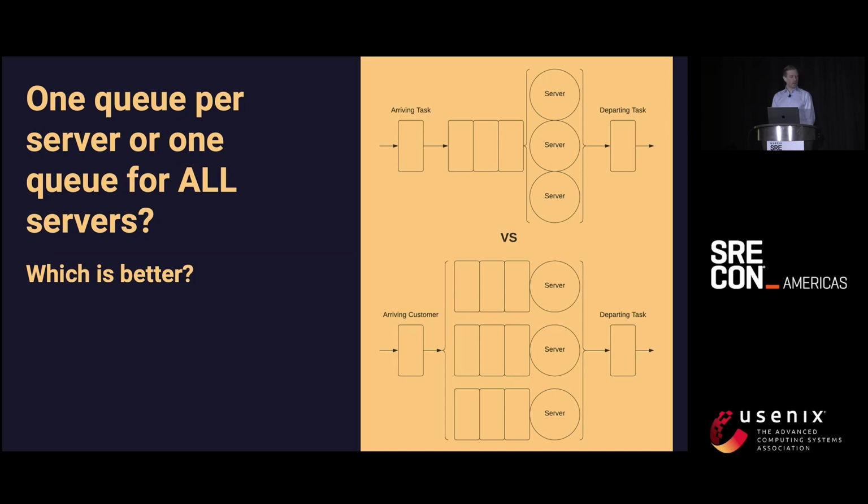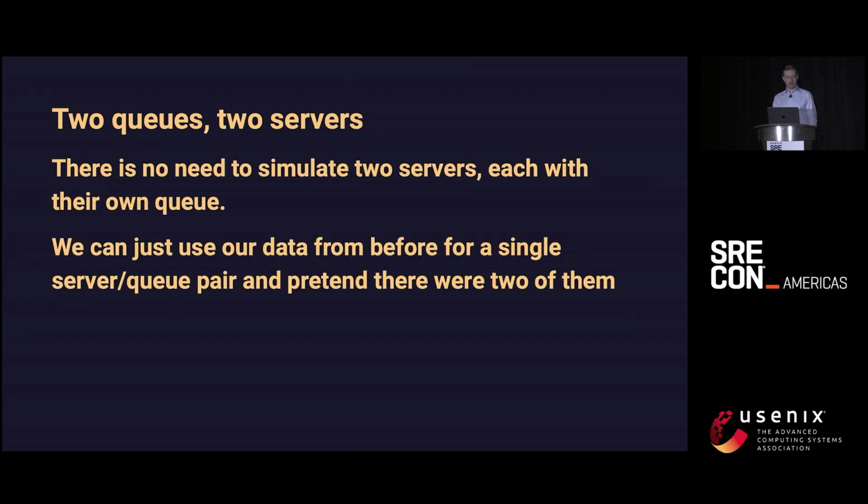Okay. So another question that comes up is we often don't just have one server. We have lots of things that do work. So should you have a queue per server or one queue feeding all the servers? We don't actually have to run a new simulation to see the 2 servers with their own queue, because it's exactly the same as one server with its own queue. There's just 2 of them. So it does twice the work and has exactly the same performance characteristics.